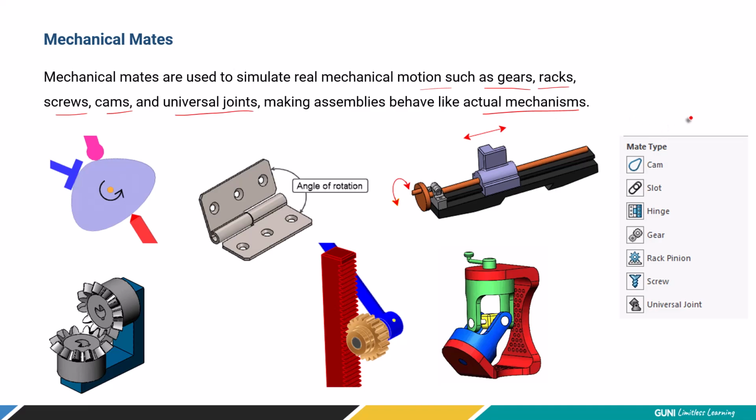So under the mechanical mates, we have a cam, slot, hinge, gear, rack and pinion, screw and universal joint. So let's explore through exercises. Now in exercise, I'll give you the assembly directly. But the only thing is we have to apply the respective cam, slot and hinge and other mechanical mates. The other required standard mates are already applied in exercise file.